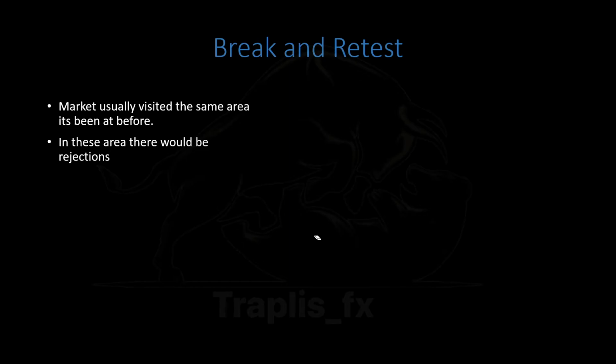In these areas there would be rejections, which is, like we said, price will create an area, price will go test it and see if it's able to break it or not, which we call rejections. And with these rejections there is a possibility of a fake out. Price could try and break them and fail. Price could break them, fail to stay broken from these areas, and eventually come back within.